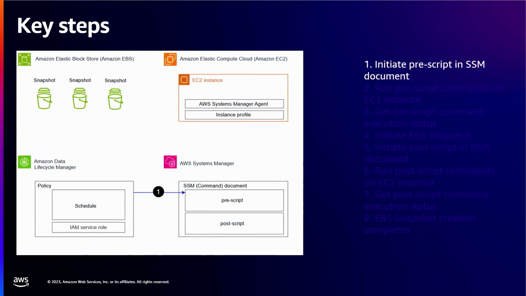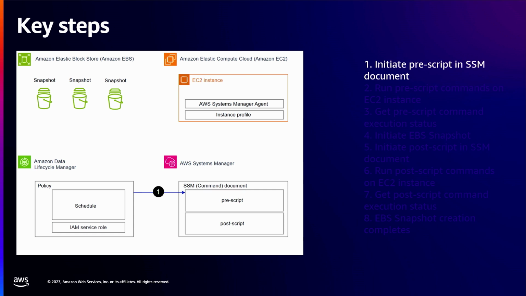And I'm just going to briefly go through the main steps of the coordination of what's exactly happening sort of under the hood through this architectural diagram. We have the main components of the feature here. We have the DLM policy, we have the snapshot process on the top left, we have the EC2 instance, and then we have the Systems Manager command document.